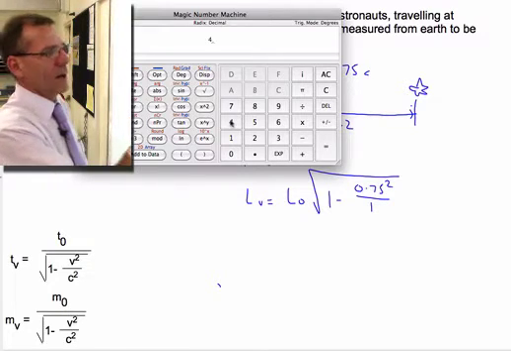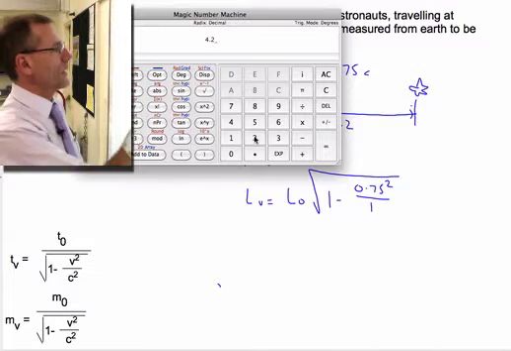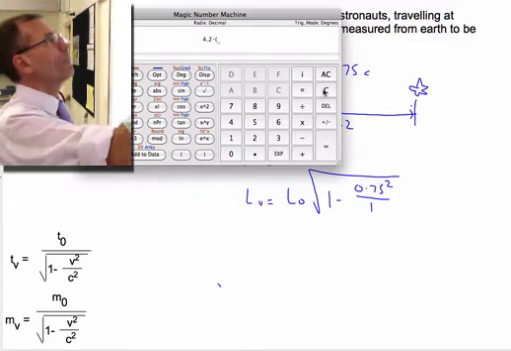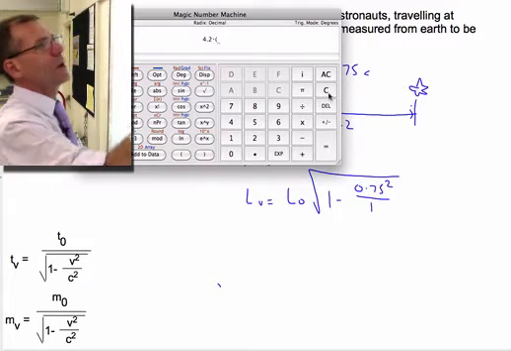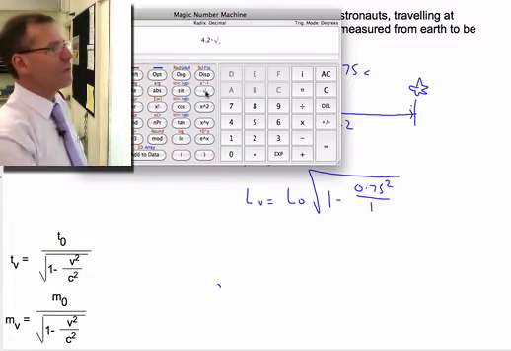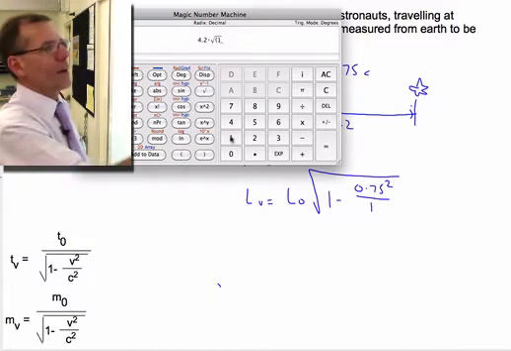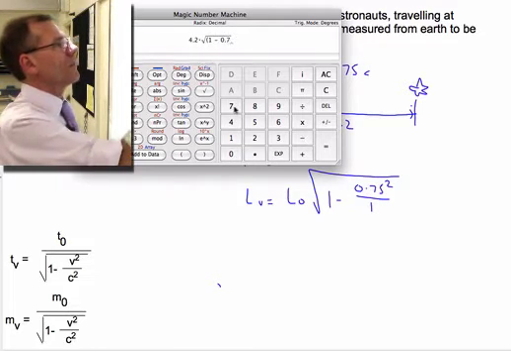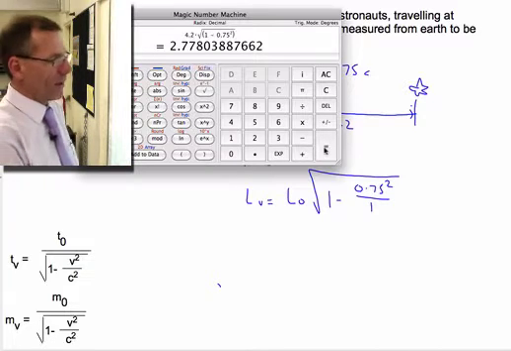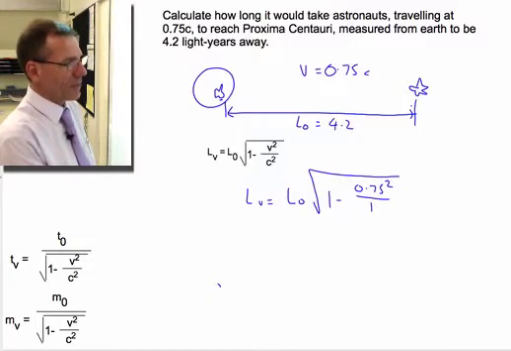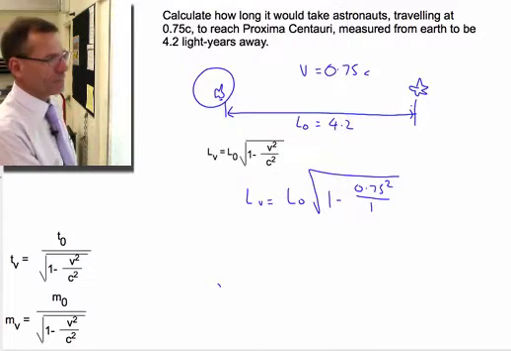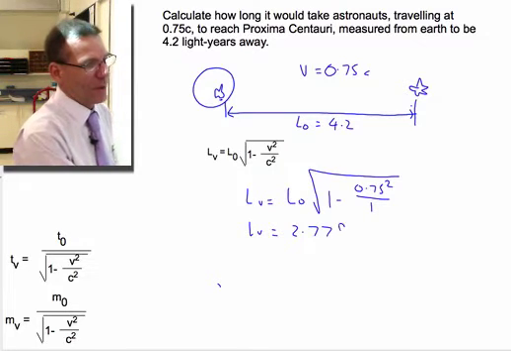Okay, so we said it's 4.2 light years is the L naught from the observer's point of view, and we want to take that times the square root of 1 minus 0.75 squared divided by 1. Of course, that's just going to give us that. So now our length is going to be equal to 2.778 light years.